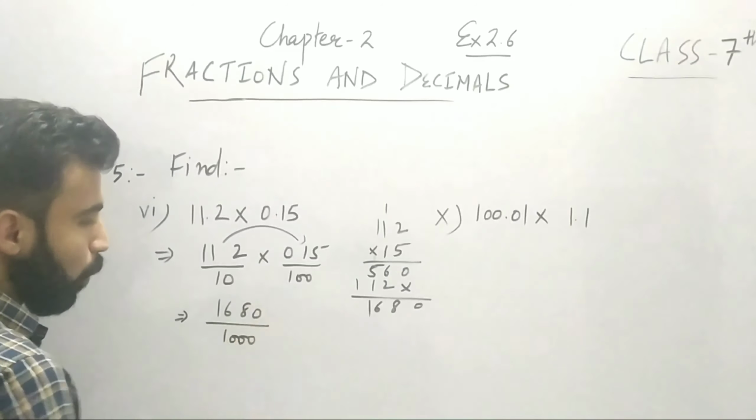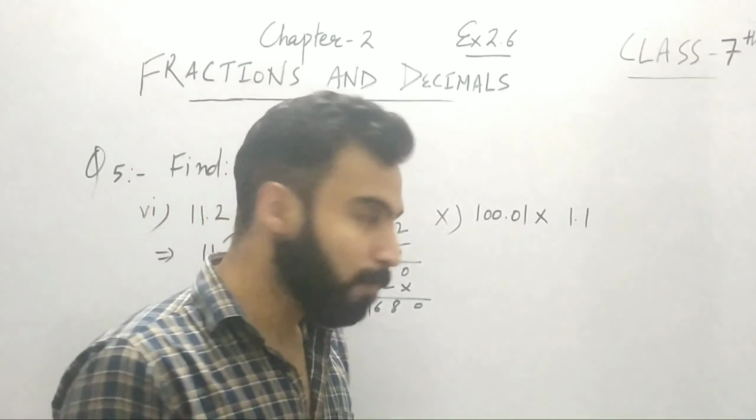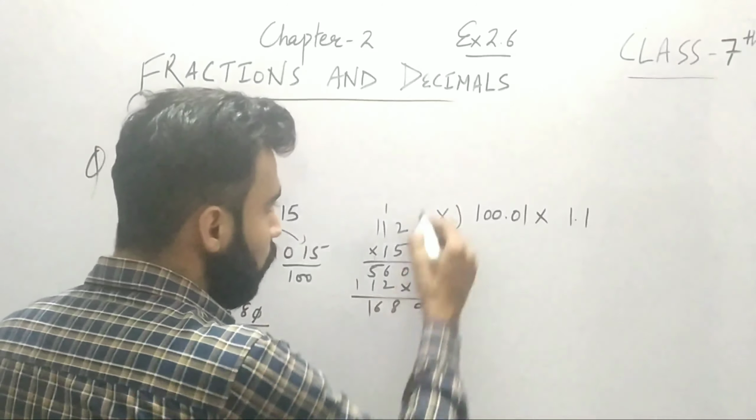Now you will see the 10 is cancelling out. So the remaining is 2 zeros in the denominator. Now how to solve this? Simply put the decimal before the last two digits. So it will come somewhere here. So 1.68 is the answer to this multiplication, right? Now moving on to the next part here. Let me make a line here.